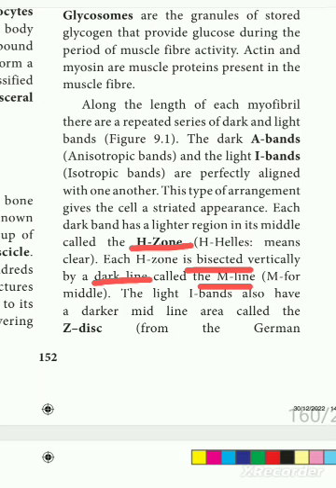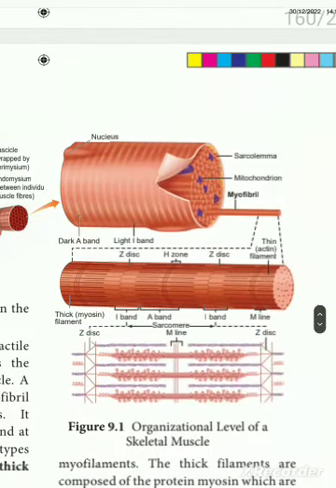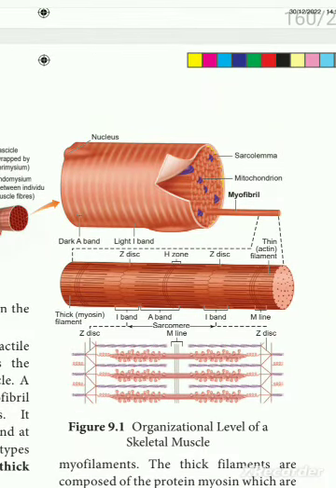Now coming to the light I band. Likewise, in the I band the opposite is true: it is darker in the light. Here we have a darker midline area called the Z disc. The Z disc is found between the two I bands. Z comes from Zwischenscheibe, which is the pronunciation when you expand it. So this is the structure of the A band and the I band.